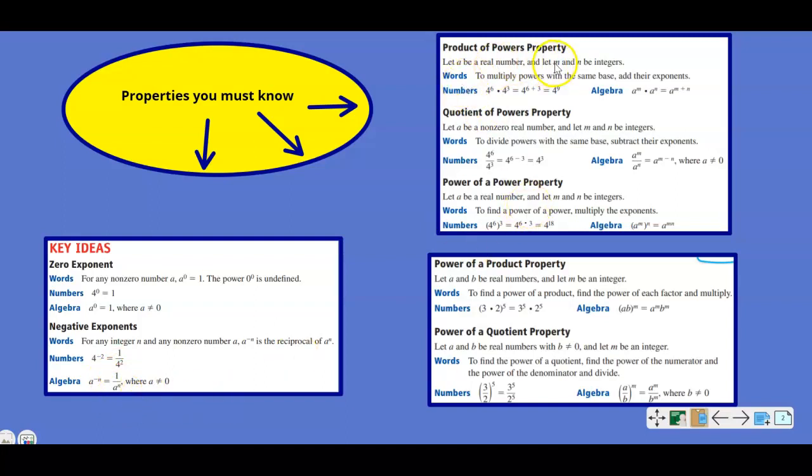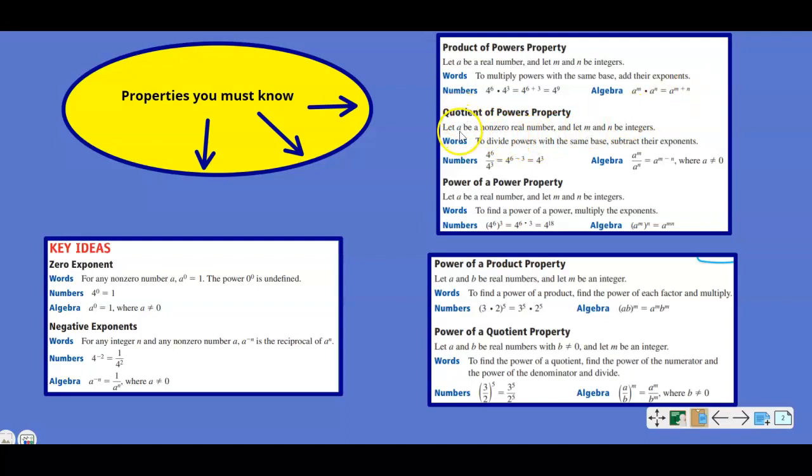All right, product of powers property. Let a be a real number and let m and n be integers. So product means multiply. If you have 4 to the 6th times 4 to the 3rd, you can keep your base and add your exponents. When you're multiplying with the same base, you add your exponents. So 6 plus 3 becomes 9, so that would be 4 to the 9th power. Algebraically, a to the m times a to the n equals a raised to the m plus n power.